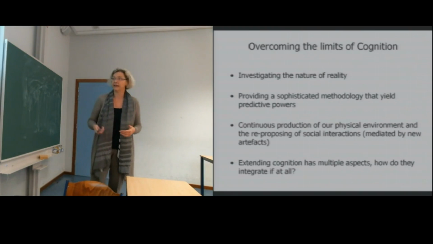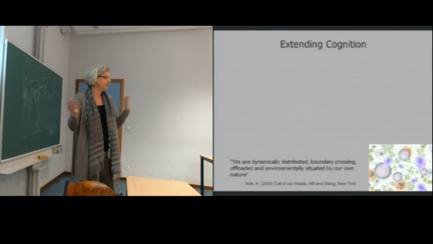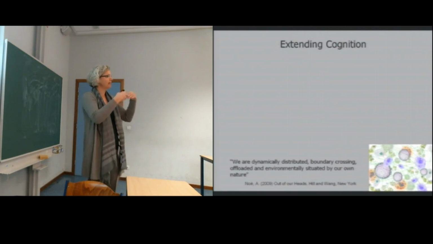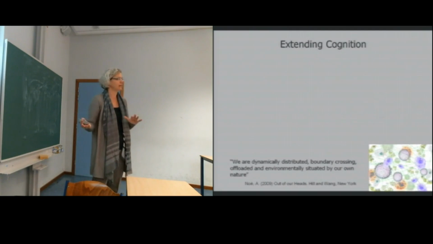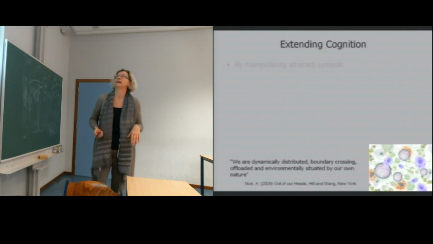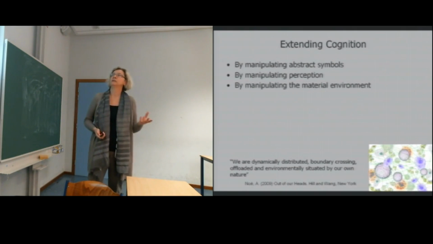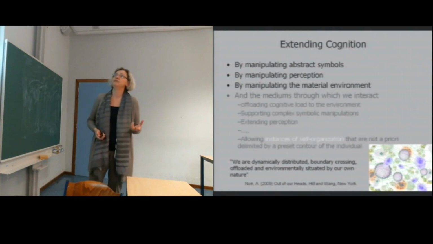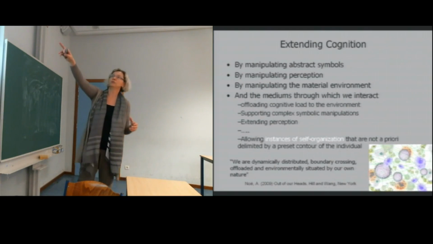Okay, so this, and I am bringing the possibility of where the meeting points are, if at all, if they can be integrated, if it's interesting, if they can provide a phenomenological line. So yes, when we speak about extending cognition, it's about manipulating abstract symbols, it's about manipulating perception, and it's about manipulating the material environment.